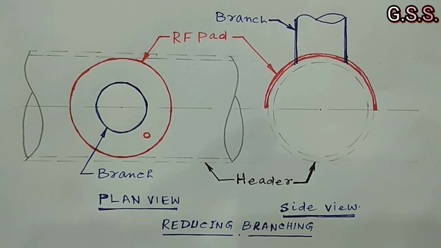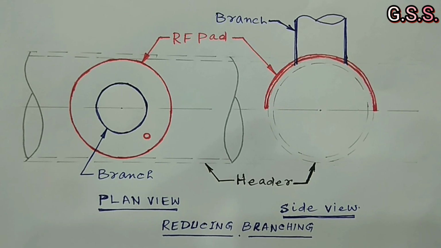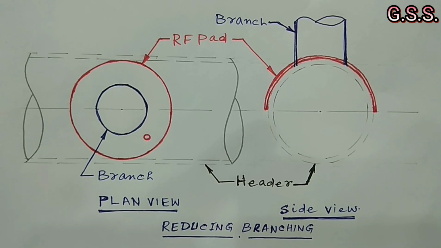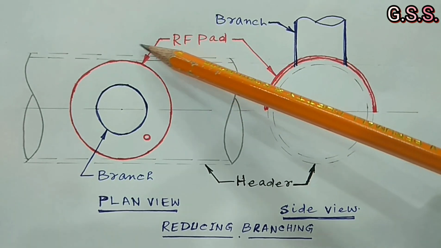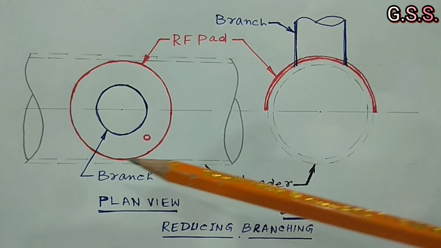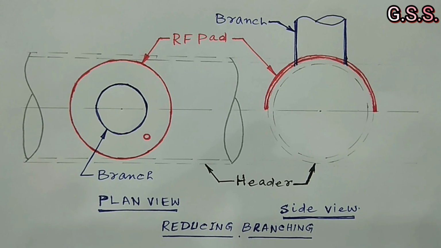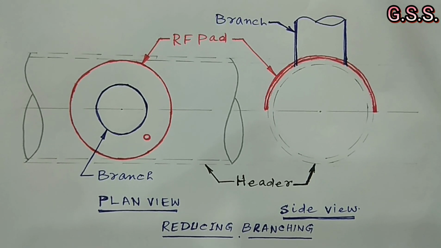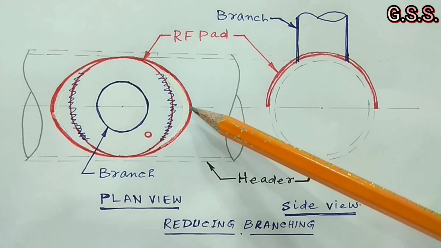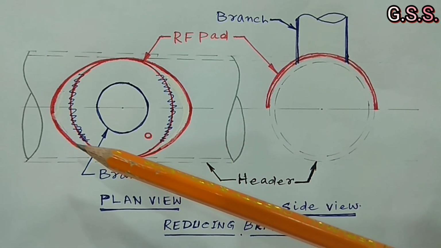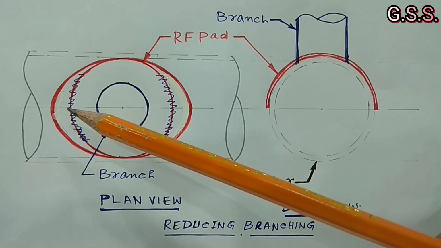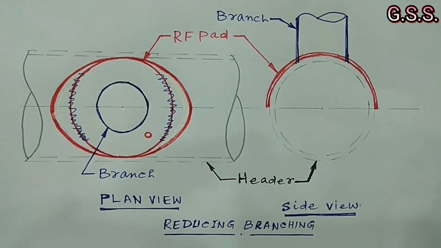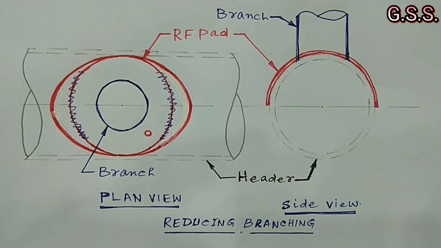But for a branch having size above half of header size, RF pad diameter shall be more than header pipe diameter. For example, for a 16 inch by 12 inch branching, the RF pad diameter should be about 600 mm, whereas the header diameter is 400 mm. In that case, we should provide an elliptical shape RF pad having one side equal to header diameter and the other side equal to header diameter plus the shortfall in diameter of the other side.